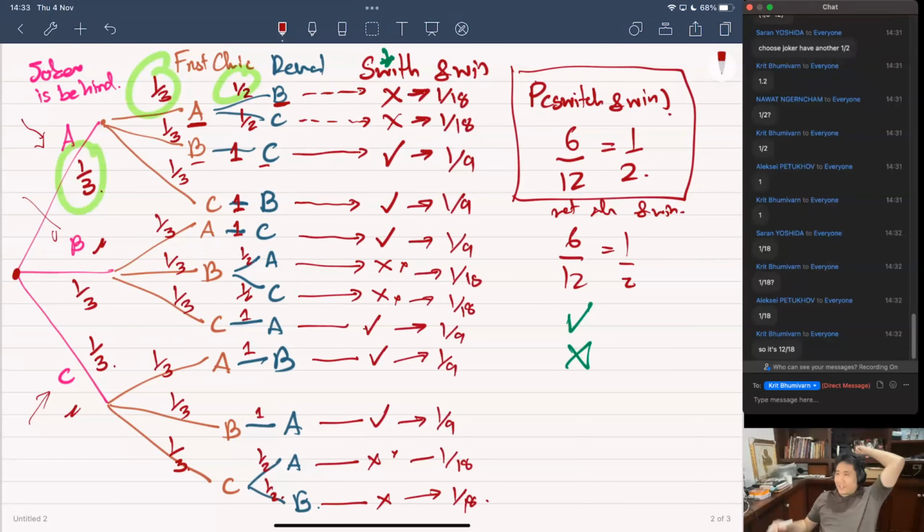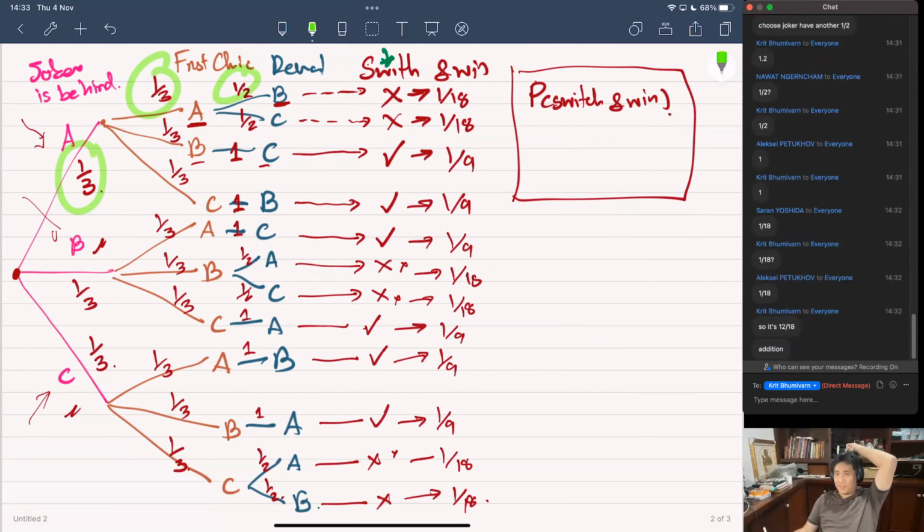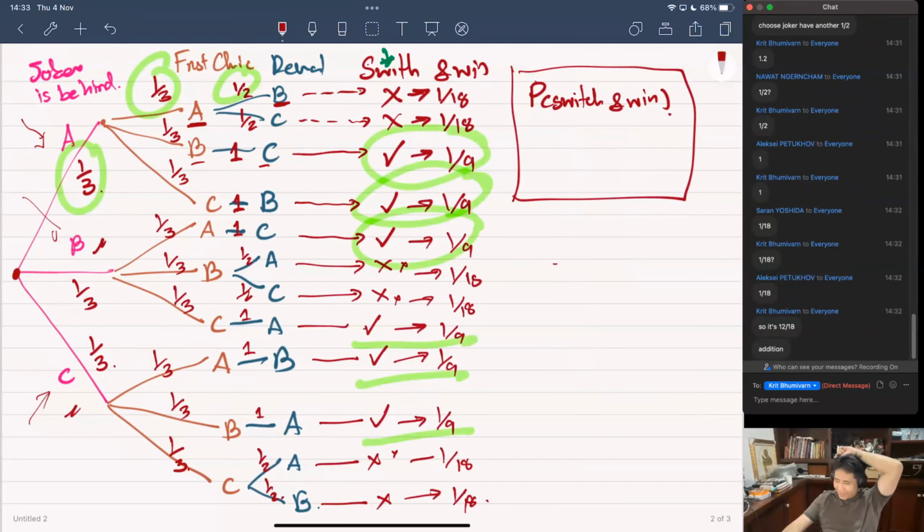So that's good. So how do you count though? What's the probability that you're going to switch and win? Let's do it correctly this time. What would you do? The probability that you're going to switch and win, what would you do? Right? You add up all these, the ones where you switch and win. Okay, there are 6 of them, right? So there are 6 times 1/9, so it's 2/3.